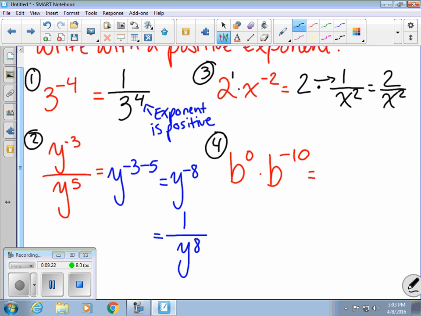The last one that we have here, b to the 0 times b to the negative 10. Keep in mind anything to the 0 power is 1. 1 times b to the negative 10, that doesn't change it. It's still b to the negative 10. However, again, I want to rewrite it as a positive exponent. So I'm going to put the b in the bottom. The exponent becomes positive. And there's no other numbers being multiplied by it, so I end with a 1 in the top.